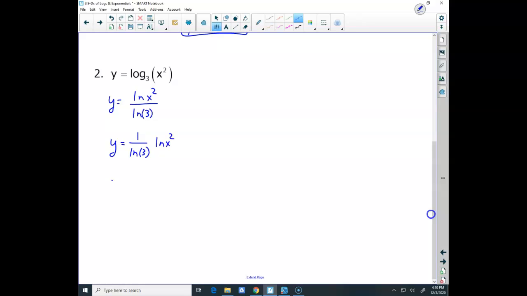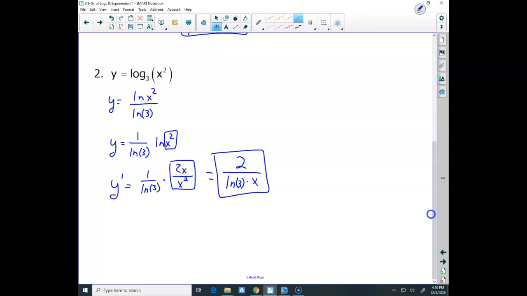Okay? Then I would differentiate it. Y prime equals my constant, 1 over ln 3, times the derivative of this. Oh, it's 2x over x squared. I can see that's going to reduce. I could have power ruled that 2 out, broke that straight down, but I'm really looking at 2 over ln 3 times x as my derivative of that one.